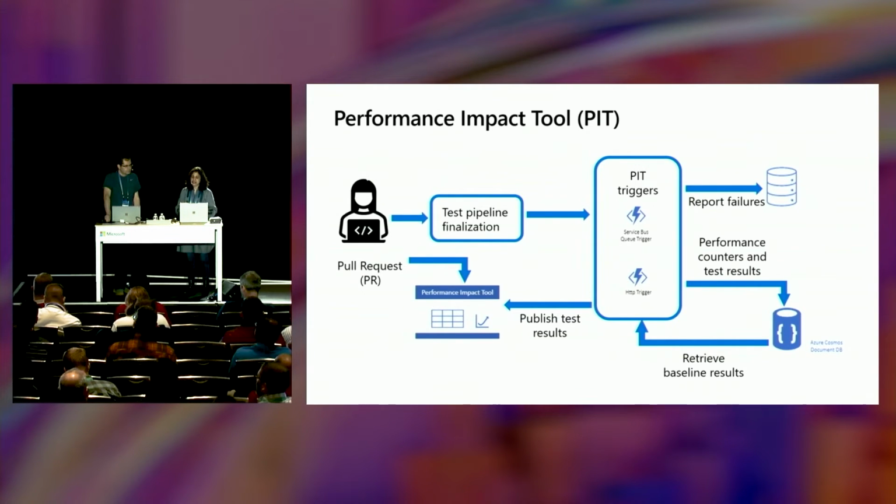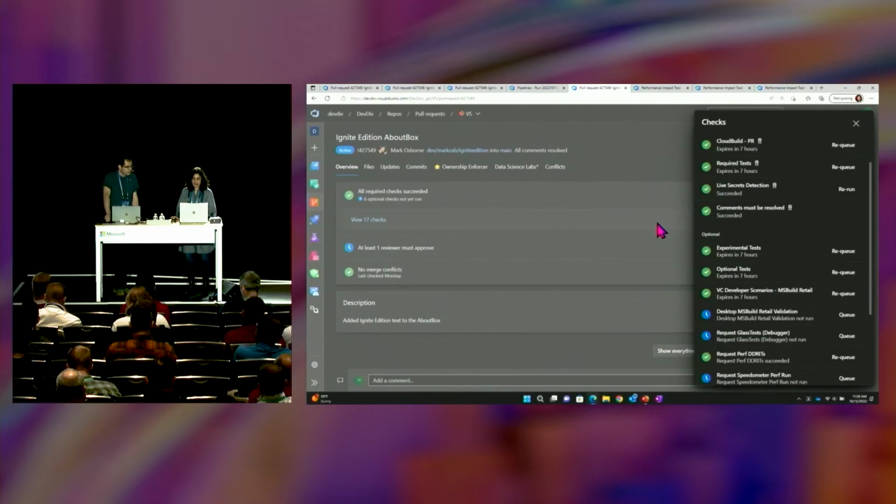And then results are again stored back in the storage. And then once those results are available, you can trigger a performance impact tool from your PR to look at the results. Great. So can we see that? Can we see the tool? Can we see what it looks like? Sure. Let me step back to your PR.